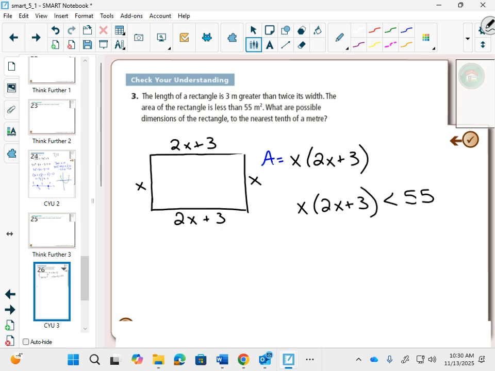It's an inequality, so what we do is we make one side equal to 0. So I'm going to multiply this out, 2x squared plus 3x. I am going to subtract the 55 and make it less than 0. And now we have to solve this.